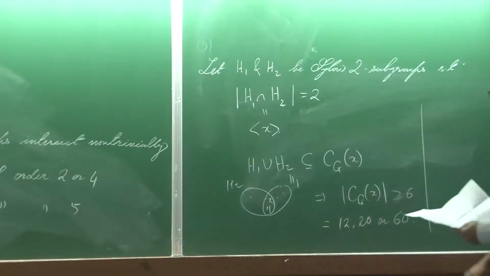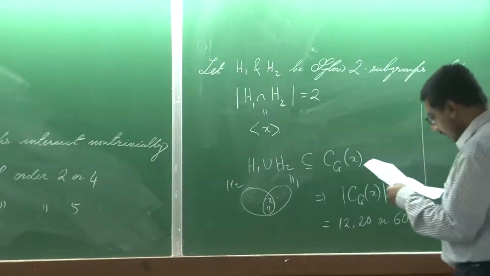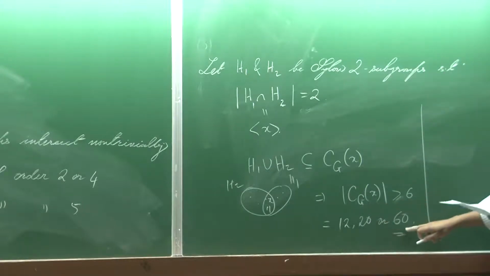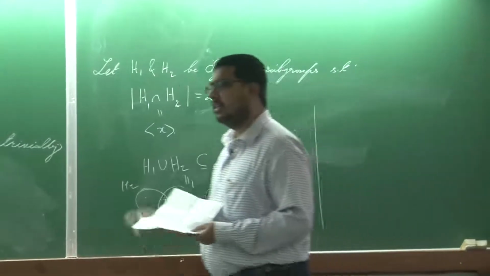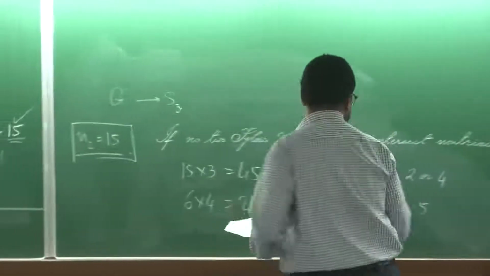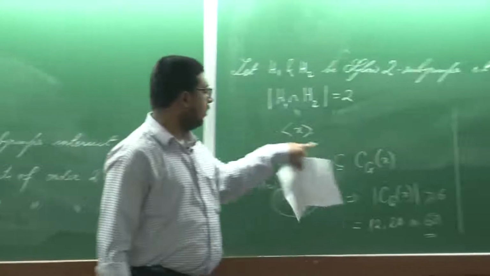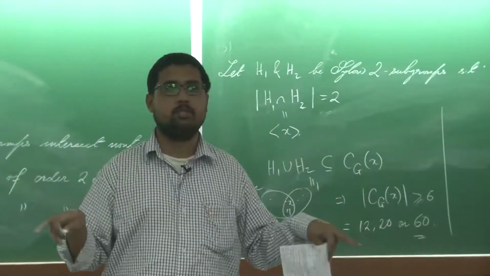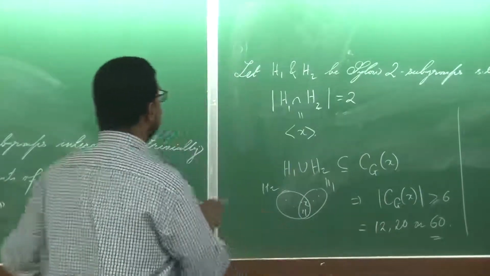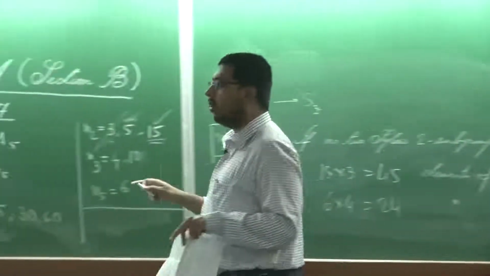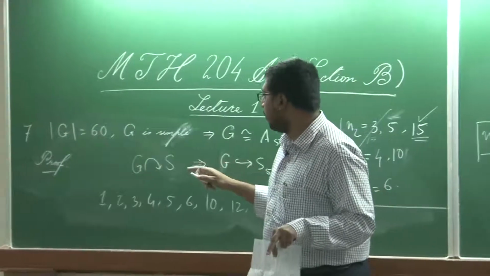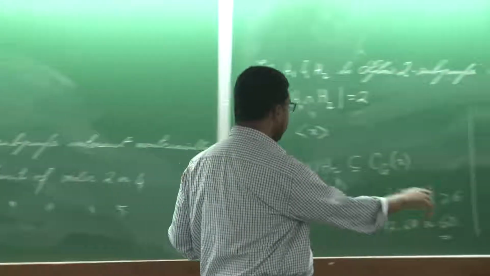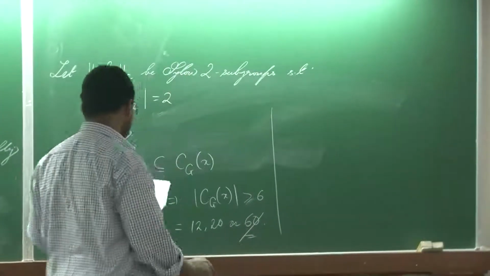Now, if the last one happens, that is, if the centralizer has order 60, then the centralizer is the whole of G, that means X commutes with all elements of G, hence X will be lying inside the center. So, the center is non-trivial, and since the center is a normal subgroup, that challenges the simplicity. So, this possibility certainly cannot occur.